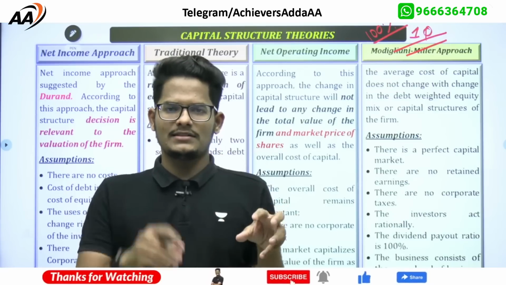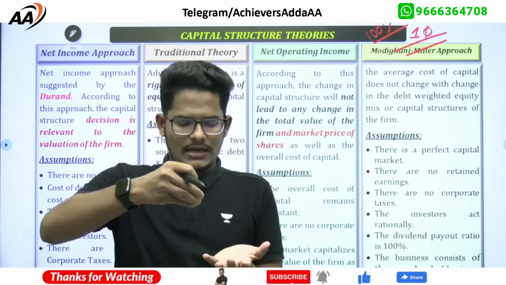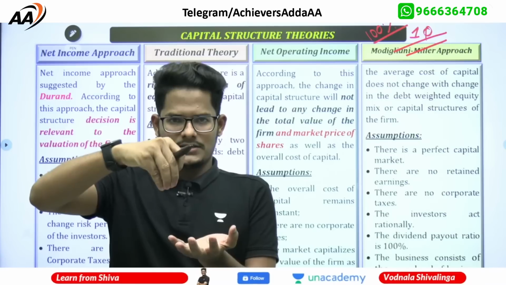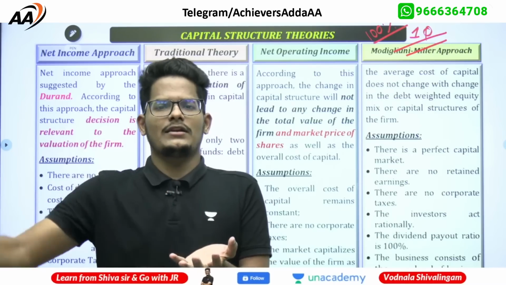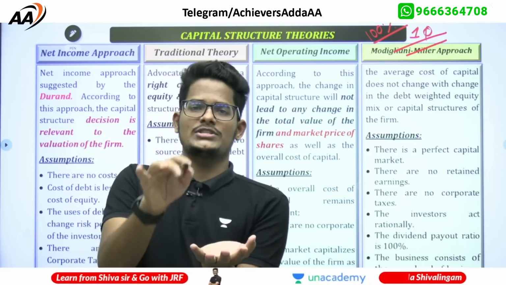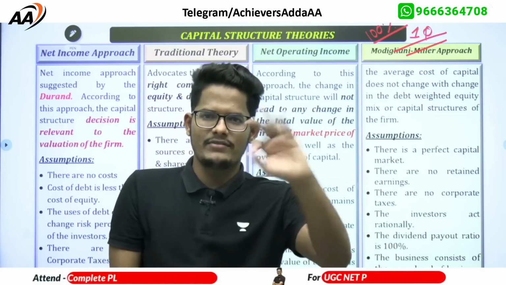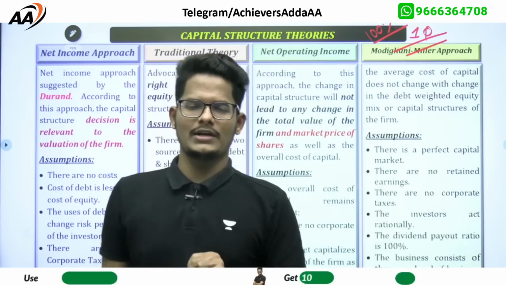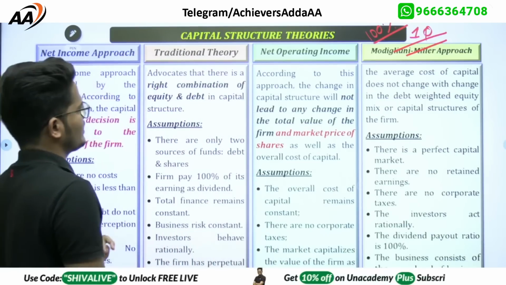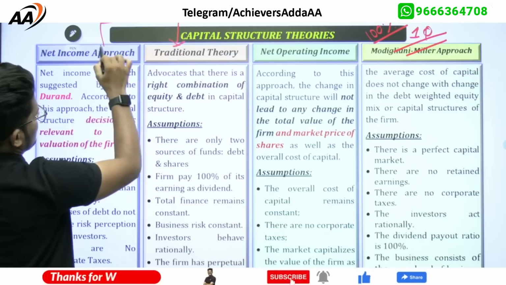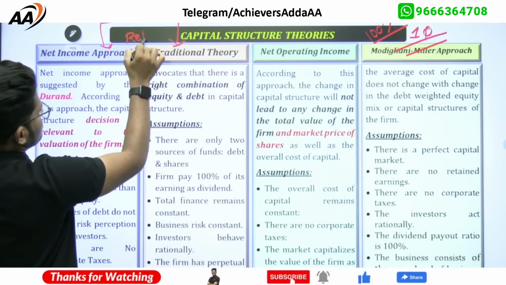Relevant theory means the capital structure theories. Because of a change in capital structure, is there any impact on the value of the firm? If the value of the firm is going to change when you change the capital structure, that is the relevant approach, or relevant theories. There are two relevant approaches. What are they? The net income approach and the traditional approach come under the relevant theories.